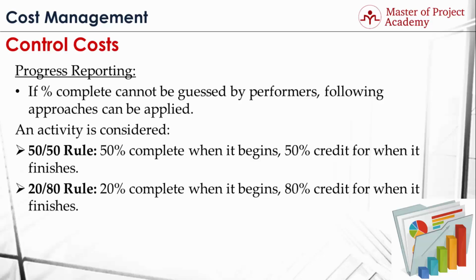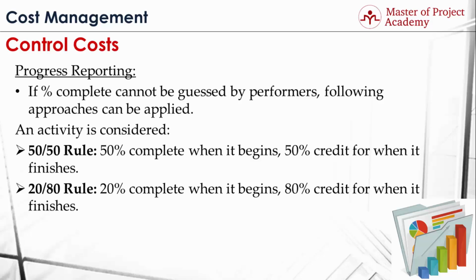In the second approach, the 20-80 rule, an activity is considered 20% complete when it begins and gets 80% credit when it's finished. So if you're using this approach, when an activity is started, you mark it as 20% complete, and once it's finished, you mark it as 100% complete.